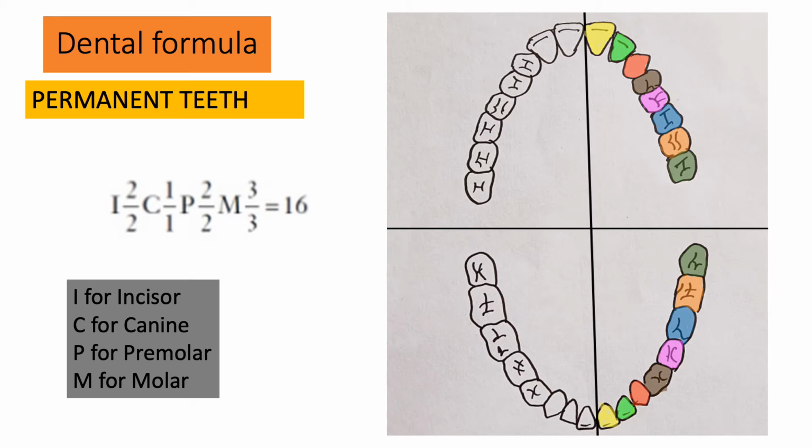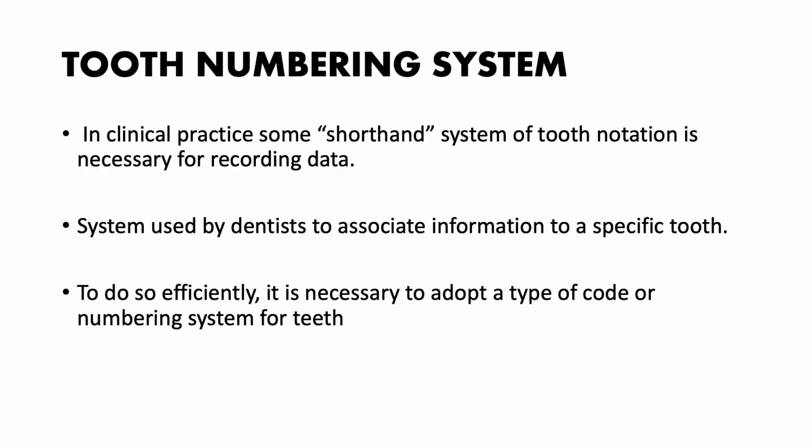So when we write the dental formula of deciduous as well as the permanent teeth, it will be those teeth that are present on one side of the oral cavity. Now that was about the dental formula. Now we'll discuss the tooth numbering system.